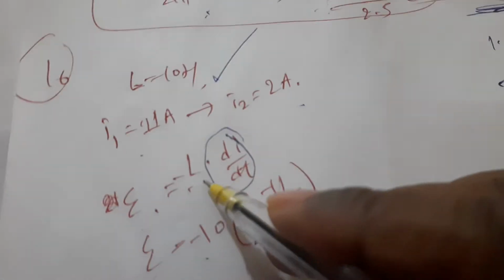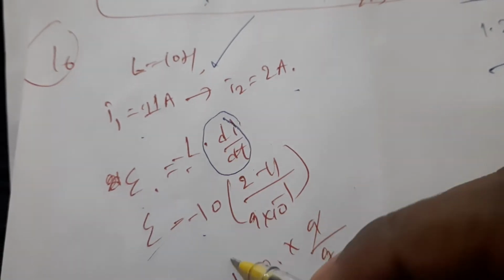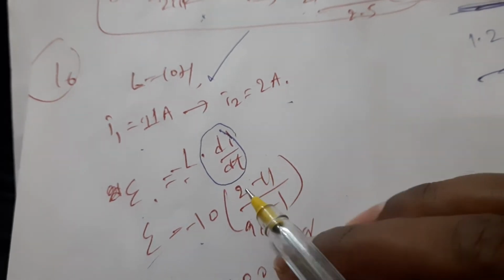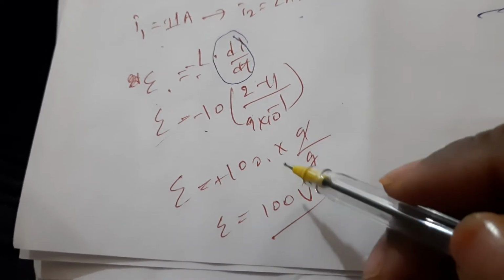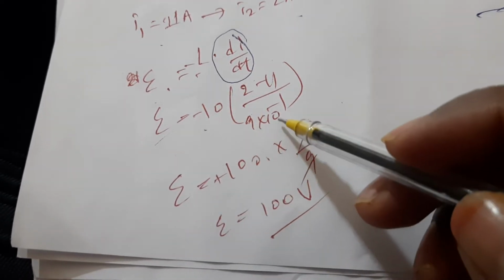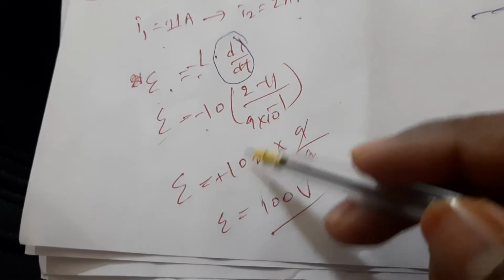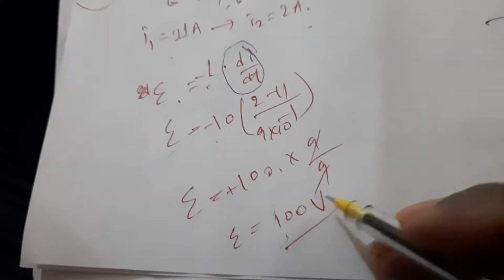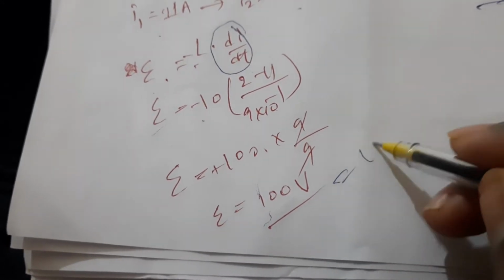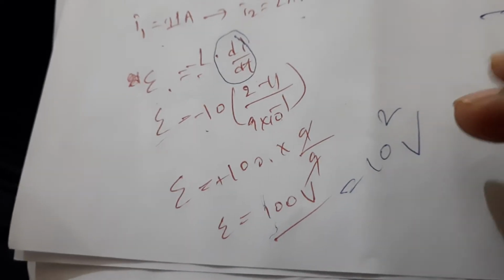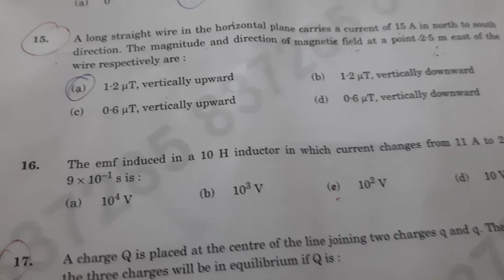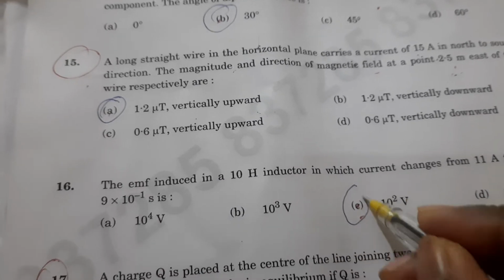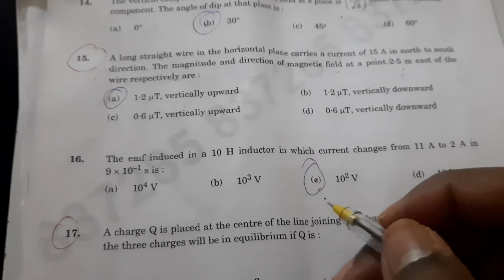So I have written equal to minus 10, L is 10, 2 minus 11 is minus 9, by 9 into 10 to the power minus 1. 9 gets cancelled, and 10 will go up, it will be 100. Minus into minus is plus, so I have equal to 100 volts. 100 volts I can also write as 10 to the power 2 volts. So let us check whether our answer is available or not. Yes, we have our answer, this is C, right?